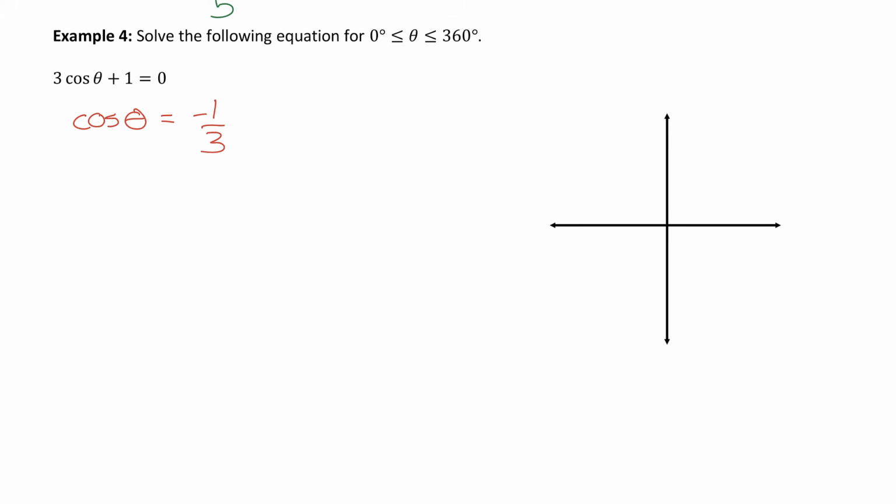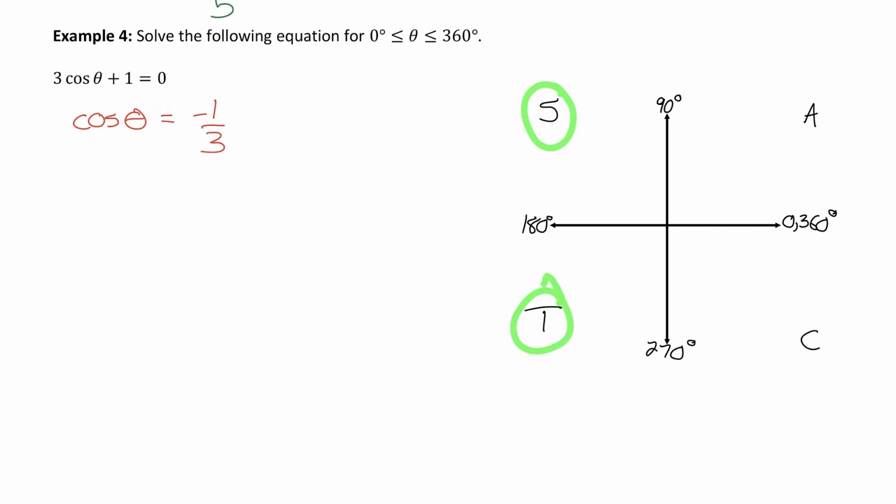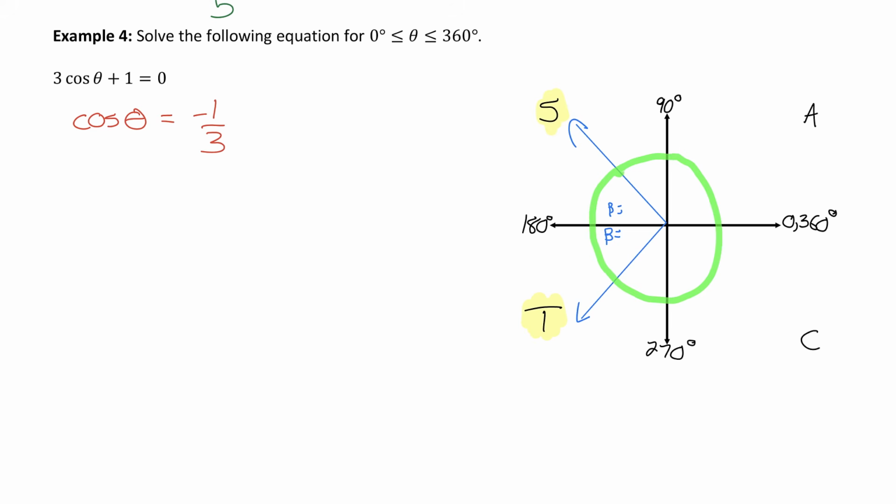If I label my Cartesian grid, I can figure out in which two quadrants will I be able to get a cosine ratio of -1/3. Well, cosine is negative in quadrant 2 and 3. So there will be an angle in both of those quadrants which has that cosine ratio of -1/3. I'll draw a terminal arm in both those quadrants, and what I know about those terminal arms is they're going to have the exact same reference angle. Having the same reference angle is what allows those two terminal arms to intersect the unit circle at the exact same x-coordinate, which is what gives it the same cos ratio.